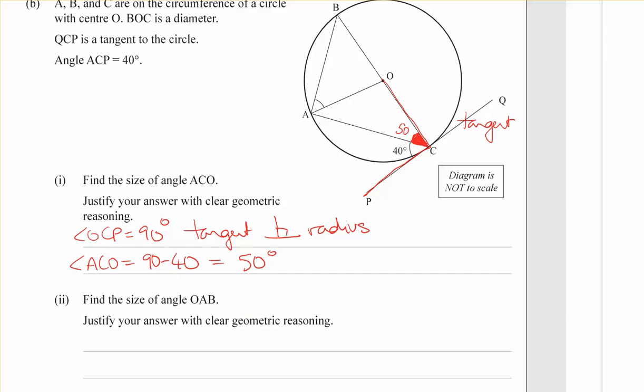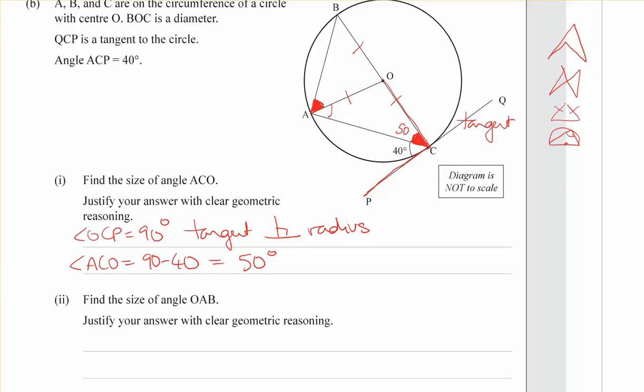Right, and without losing the picture, it says find the size of angle OAB, so that's that one in there. Now these are all radiuses, so it means there's some isosceles triangles in there. When we're dealing with circles, the other things we need to be looking for are arrowheads, butterflies. We've already talked about isosceles triangles. The angle in a semicircle being 90 degrees.